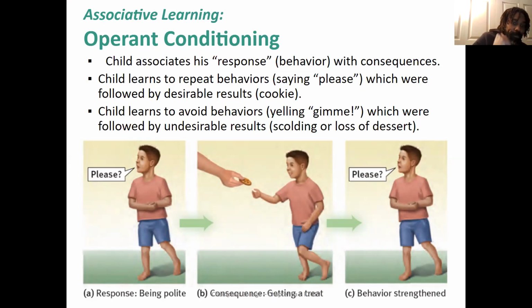So you see here, A, response, being polite, please. B, consequence, getting a treat. C, behavior strengthened, of being polite again because it was reinforced by the positive result.